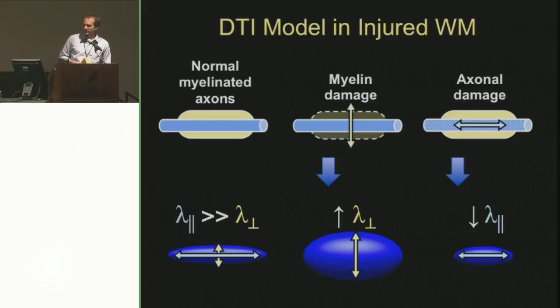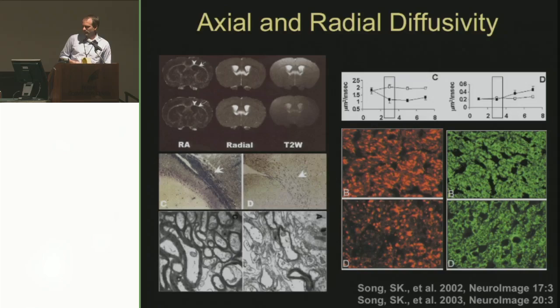And for a long time, the DTI model in injured white matter, so if we're talking about coherent fiber bundles, is that obviously in normal myelinated axons, we have a high anisotropy, which means the diffusion parallel to the fibers is much greater than that perpendicular to the fibers. And so a number of studies have demonstrated that if there is damage to the myelin, that leads to an increase in diffusion perpendicular to that. On the other hand, if there's axonal injury, that leads to a decrease in the diffusion parallel to the fibers. So Victor Song, again, and colleagues showed that in a model of dysmyelination, that they saw increased radial diffusivity here without a change in anisotropy.